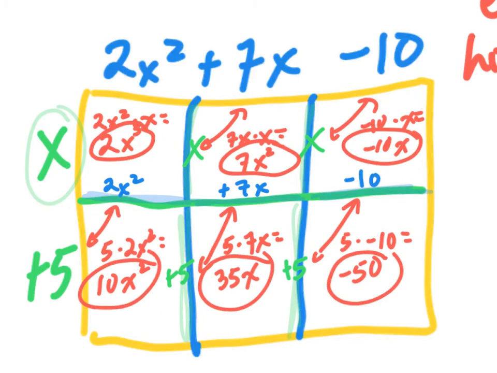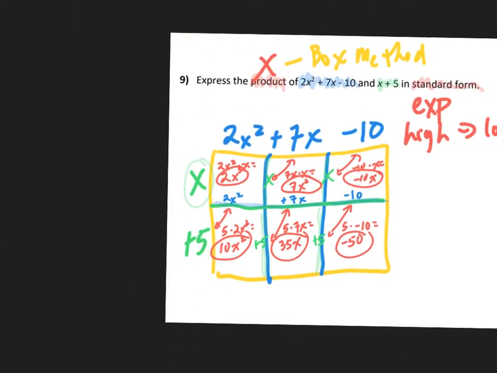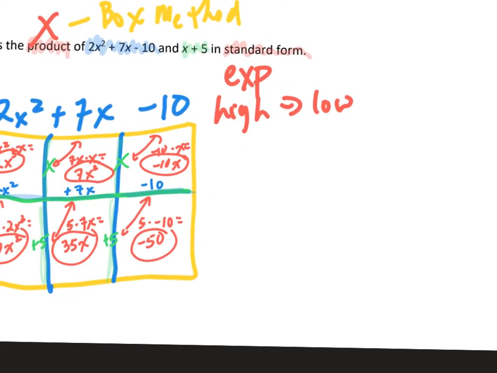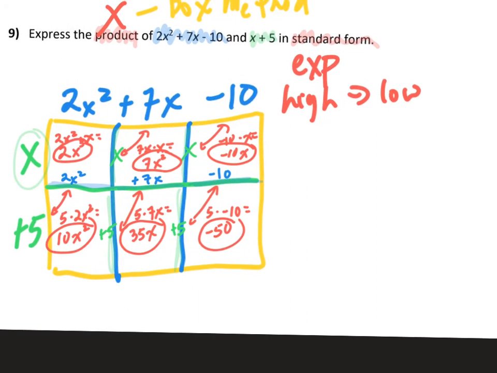So what do I do with all these products? I take them out. So let me zoom out a little bit. Actually do something with these products. So I have 2x squared plus 7x, oh, sorry. That's 2x to the third power plus 7x squared minus 10x.